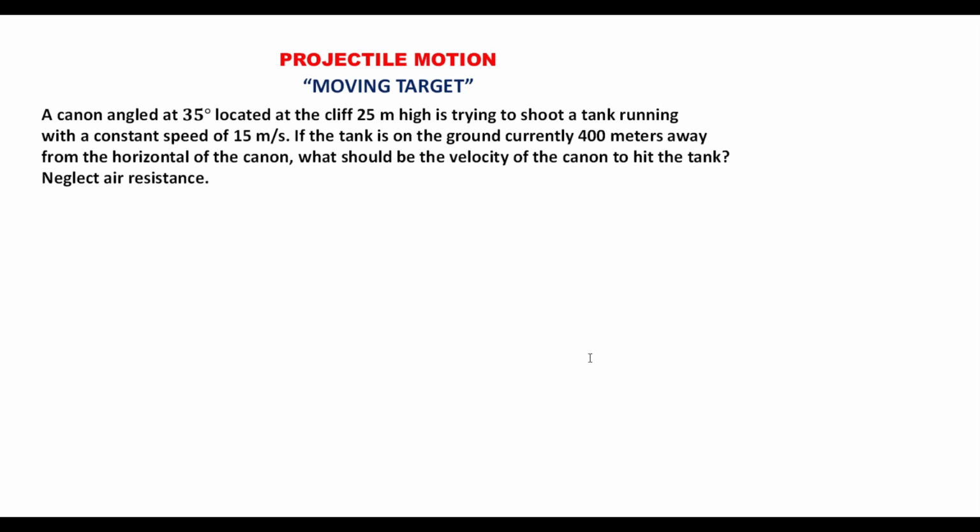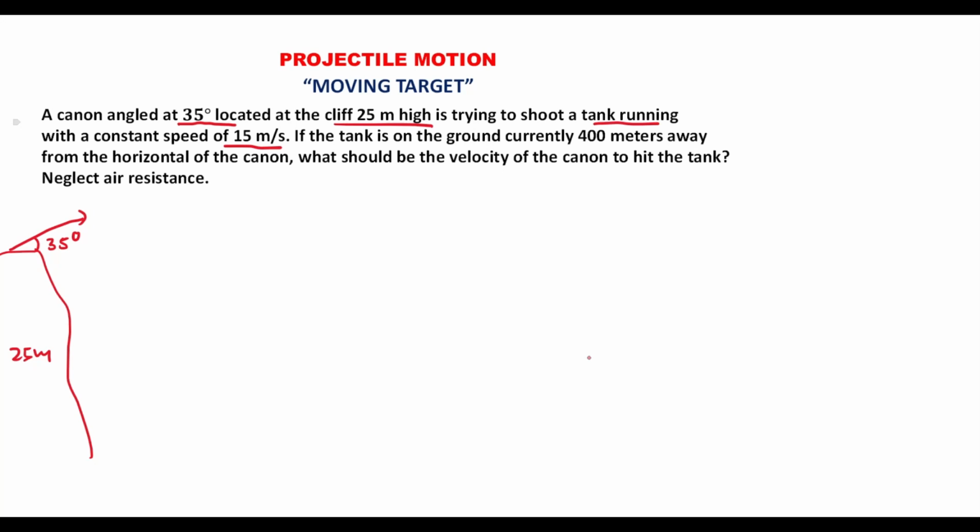So for this problem, a cannon angled 35 degrees is located at a cliff 25 meters high. So if this one is the 25 meters high cliff, then a cannon angled 35 degrees is trying to shoot a tank running at a constant speed of 15 meters per second.